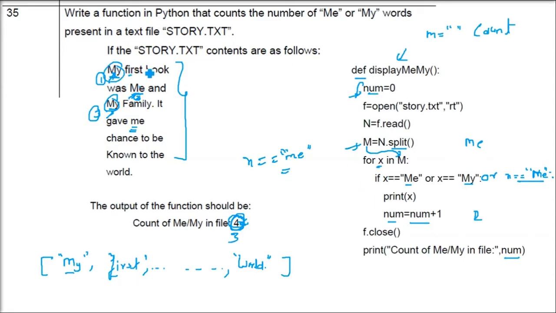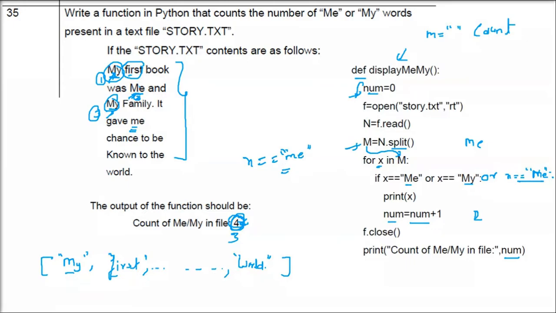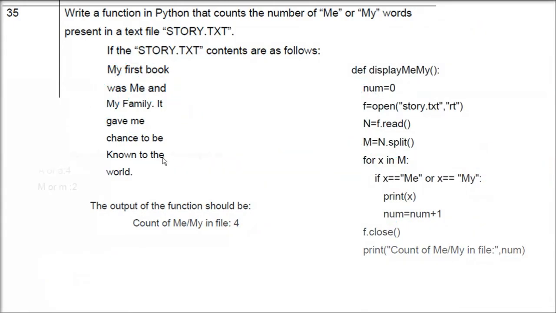Here we were reading words, and that's why we used split. Now here we have no problem like that. We can read each and every character, whether it is space or whatever character, from the story.txt. So we have a content which will be replaced in story.txt. Wherever A and M is coming, small or capital, it doesn't matter, wherever A is coming, count it. Wherever M is coming, count it.